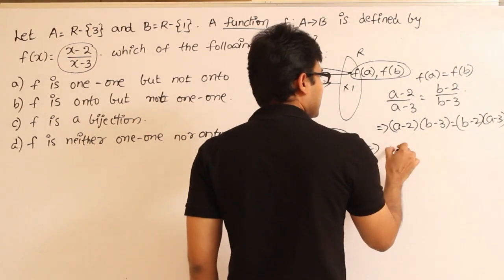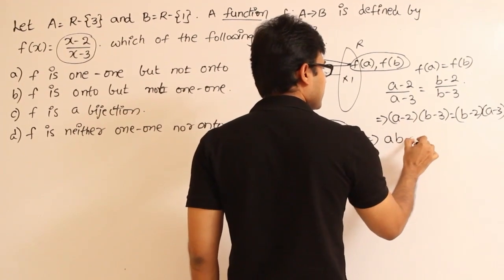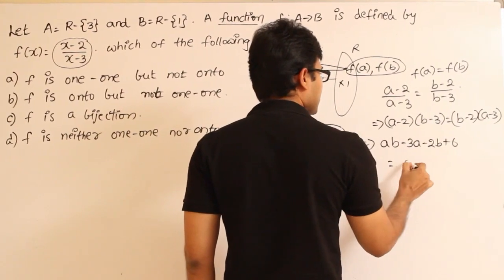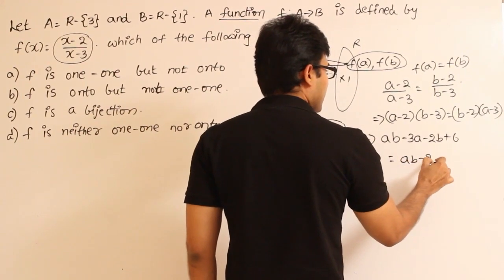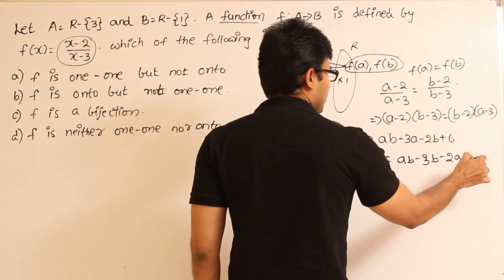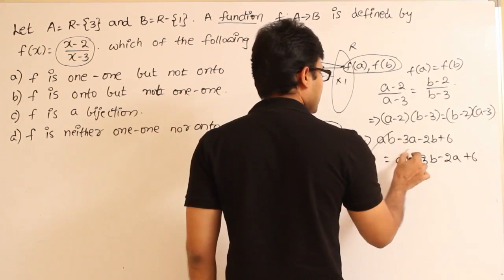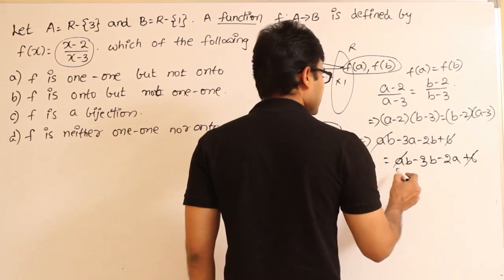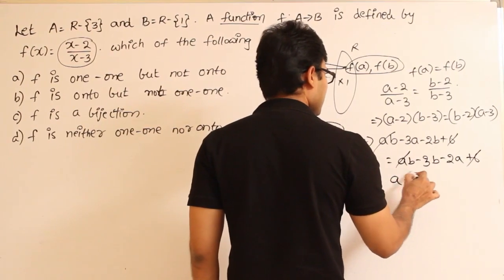What does it mean? It is going to be AB minus 3A minus 2B plus 6 is equal to AB minus 3B minus 2A plus 6. Now AB gets cancelled, 6 gets cancelled. Now what can you see? You can see that A equals B from this.